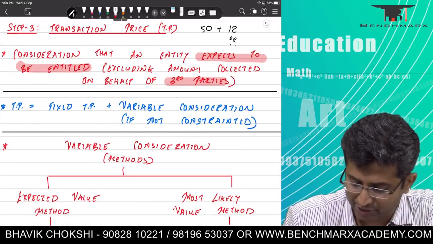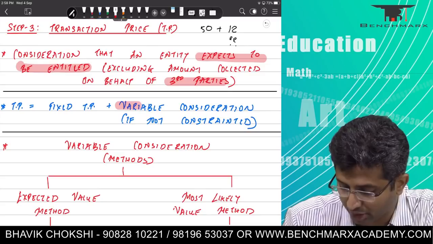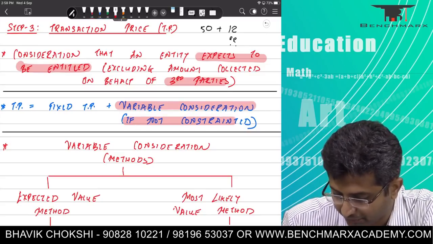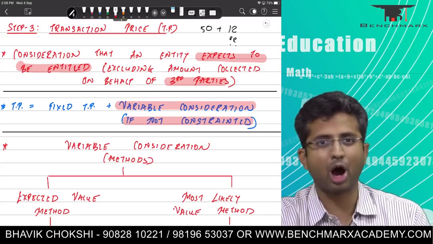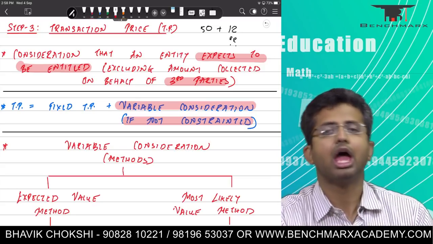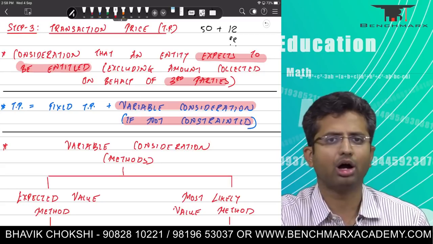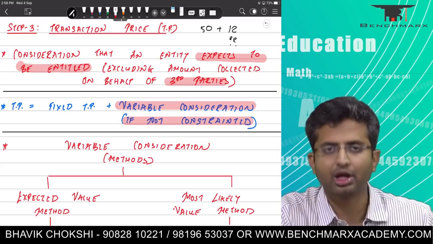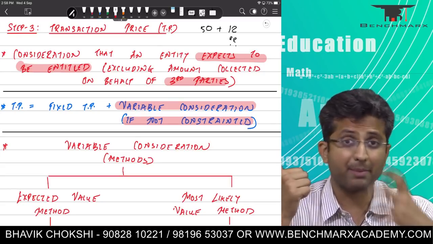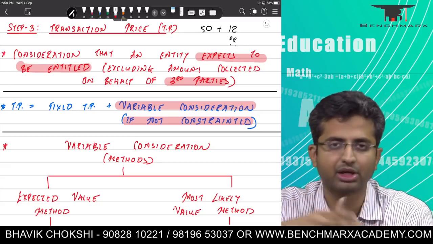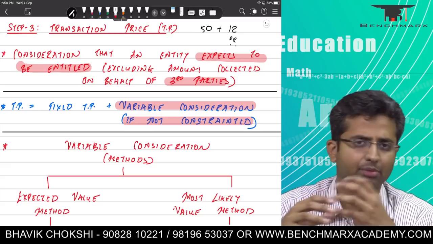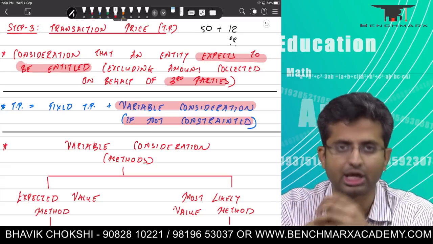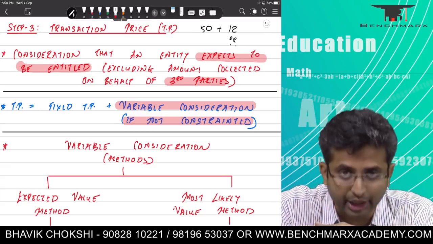So transaction price is fixed transaction price. Obviously, you should include it, but variable consideration if and only if it is not constrained. We will discuss first how do you measure variable consideration, and second, when is it constrained. Now, variable consideration, remember, can be positive, it can be negative. Positive variable consideration may be like performance bonus, and a negative variable consideration might be penalty for delayed performance. It can be either way, positive or negative.